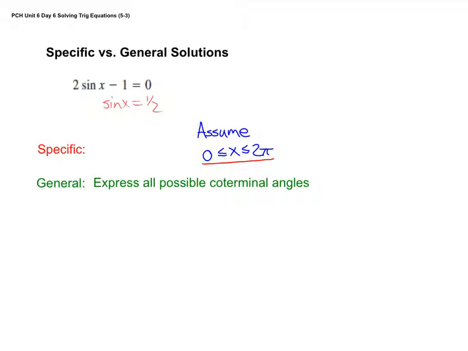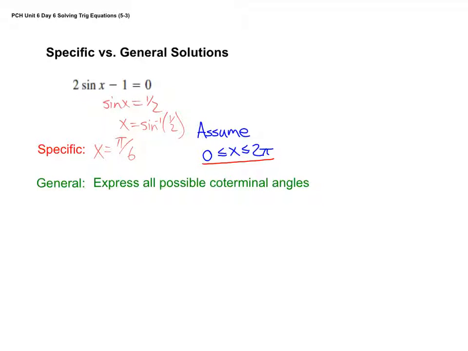Now, if our angle is between 0 and 2 pi, and sine is equal to 1/2, then what's our angle going to be? The inverse sine of 1/2. That's 30 degrees, but in radians it's pi over 6. So x equals pi over 6.